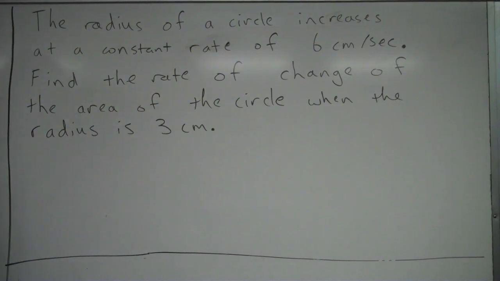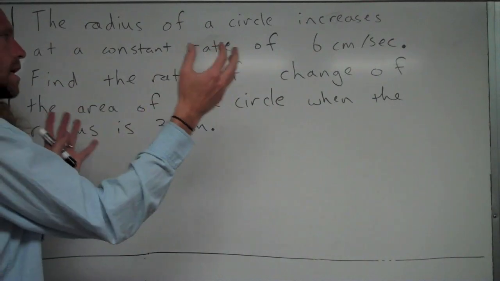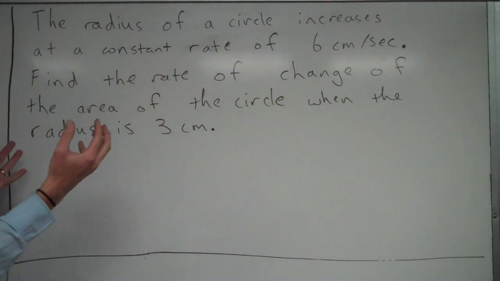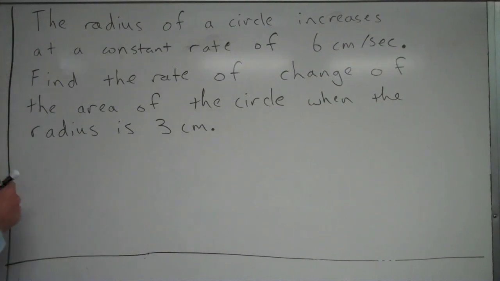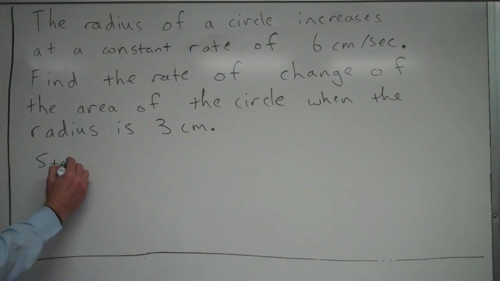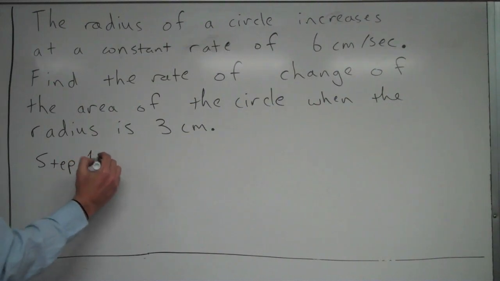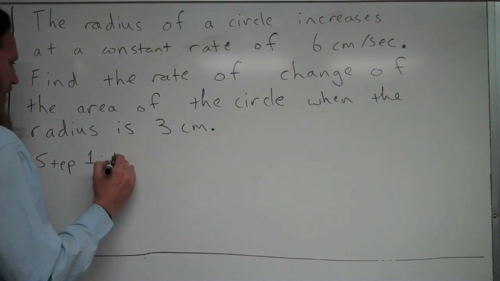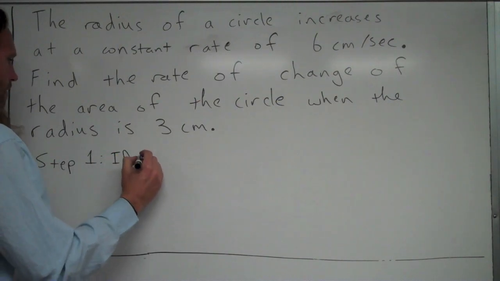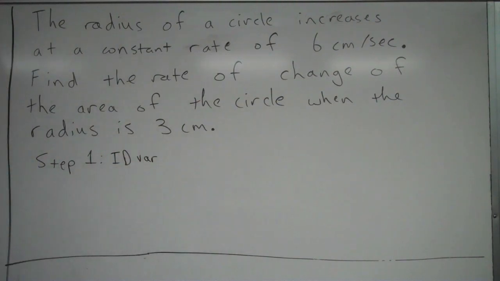So, first thing, it's really important when you do a related rates problem to be able to take the information that's given from the problem and create certain things. So, there's some steps that you could break it down into. So, step 1, let's say. These don't necessarily have to be in an exclusive order, but I like to ID the variables. I'm going to use some shorthand here. ID the variables. So what are your variables in this problem?